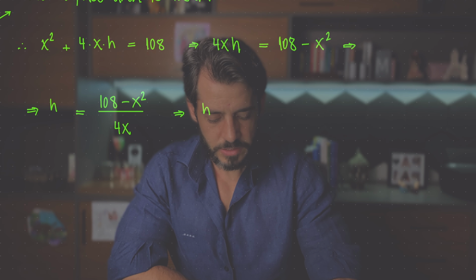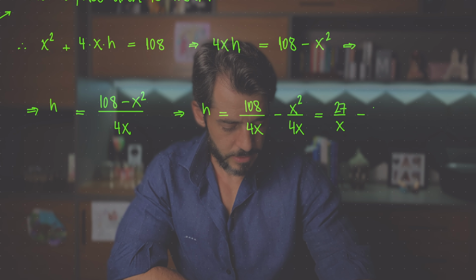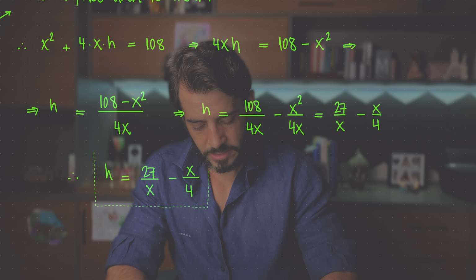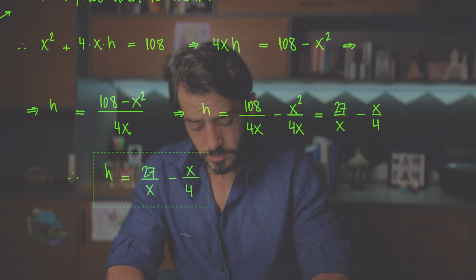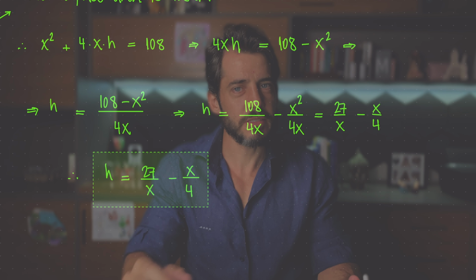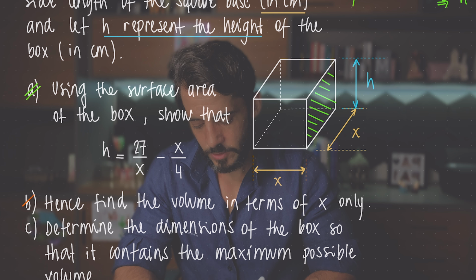We can also break this fraction into 2, which gives us 27 over x minus x over 4, which is exactly what exercise A asked us to do, which is to prove that h can be represented as 27 over x minus x over 4. So question A is done. And now let's tackle question B.